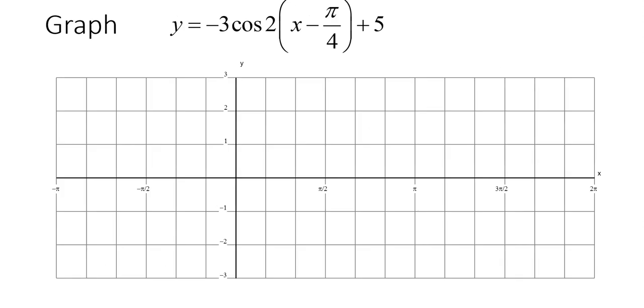What's going to happen to this thing? Well, I'm going to start off with my cosine function. And then this says I'm going to shift it to the right pi over 4. Right? That's my phase shift.